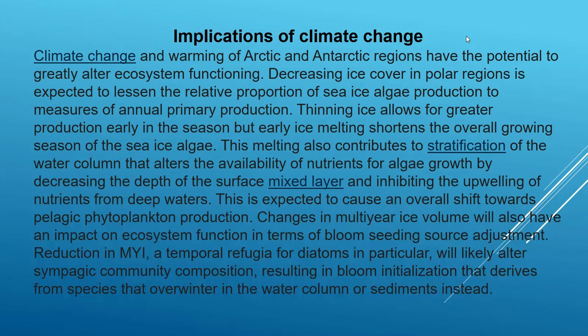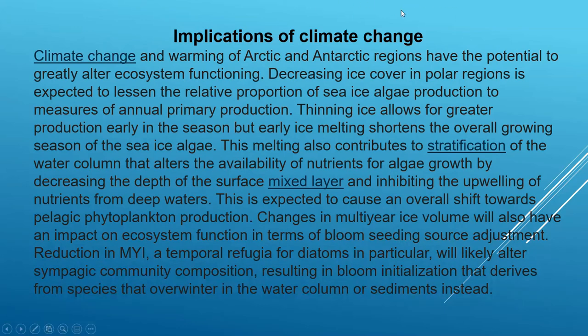This is expected to cause an overall shift towards pelagic phytoplankton production. Changes in multi-year ice volume will also have an impact on ecosystem function in terms of bloom seeding source adjustment. Reduction in multi-year ice, a temporal refugia for diatoms in particular, will likely alter sympagic community composition, resulting in bloom initialization that derives from species that overwinter in the water column or sediments instead.